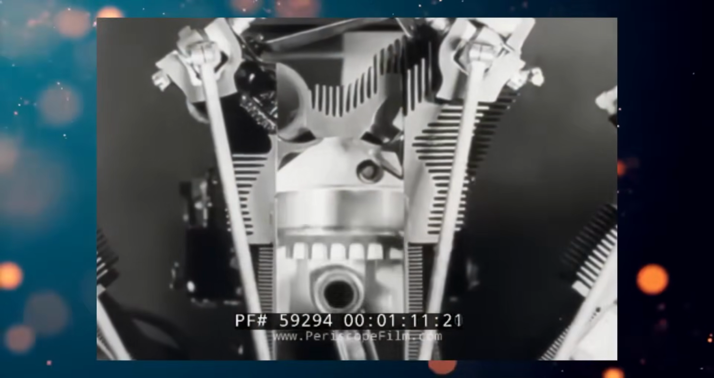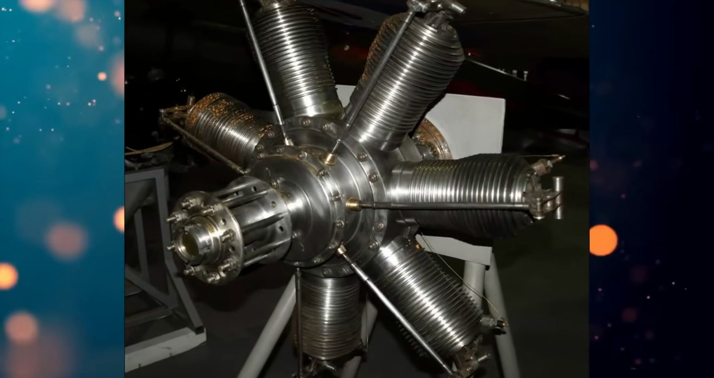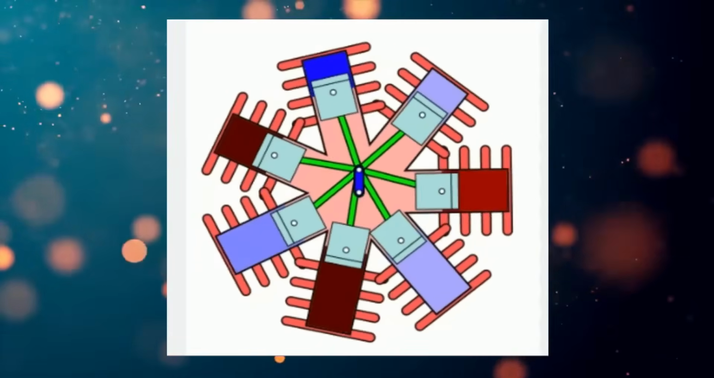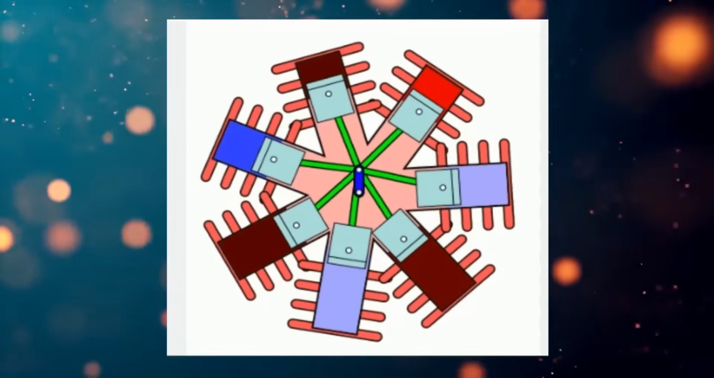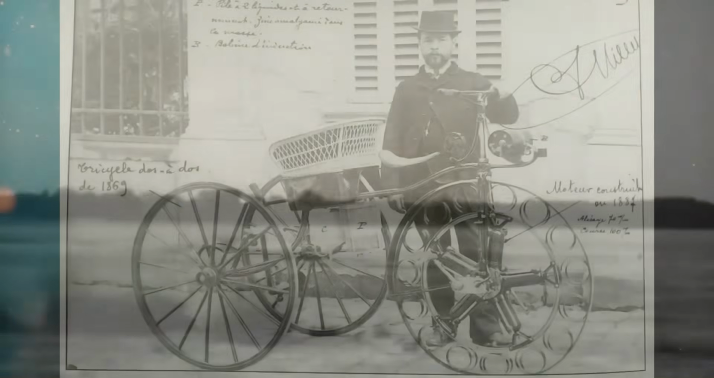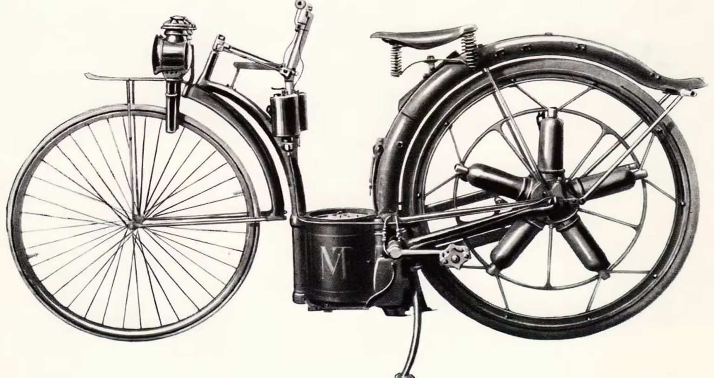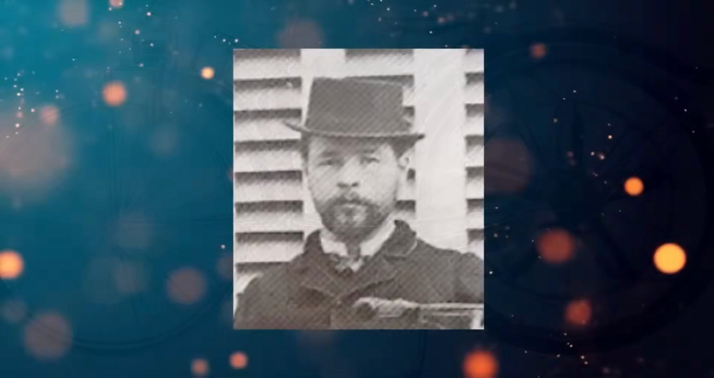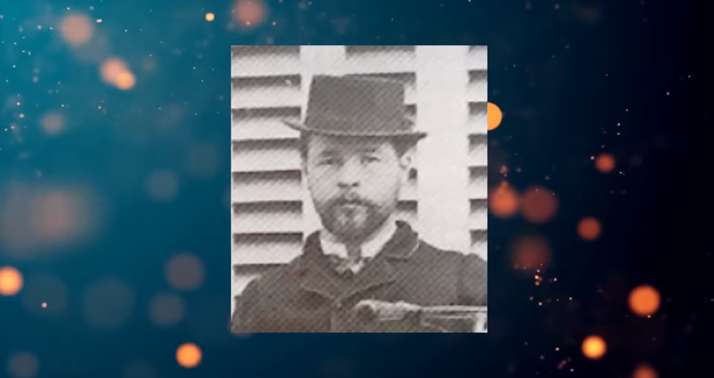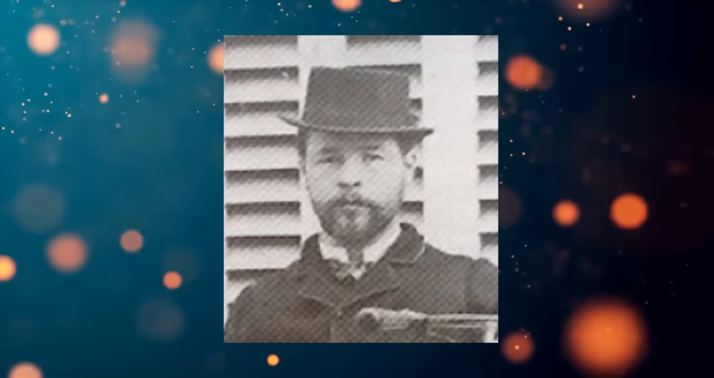However, if you delve into history, you'll find that the stationary radial engine has an even older radial ancestor. The first radial rotary engine with a stationary crankshaft was invented well before the Wright brothers' 1903 flight, and it was not originally intended as a power unit for aviation. Such an engine was first installed in the front wheel of a tricycle, and a little later in the rear wheel of a motorcycle. We should thank the French inventor Félix Théodore Mille for this invention, as he was one of the pioneers of motorcycle engineering.